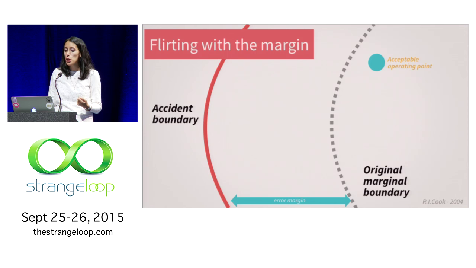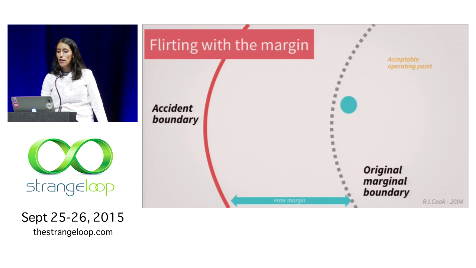But maybe one day accidentally we go over it, and we freak out, and then we say we should do the things the way that we know how to do them. And we go back into the marginal boundary, where we consider it acceptable. But you know what? Last time we didn't crash, so forget it, let's go again.